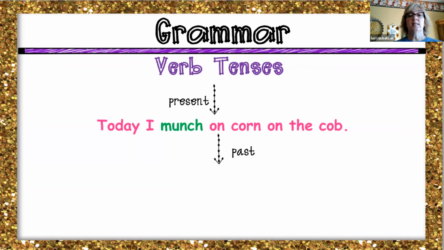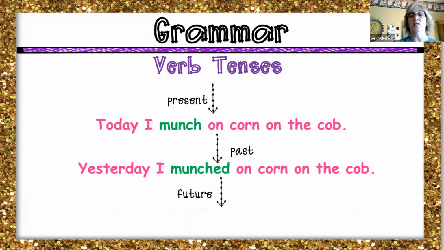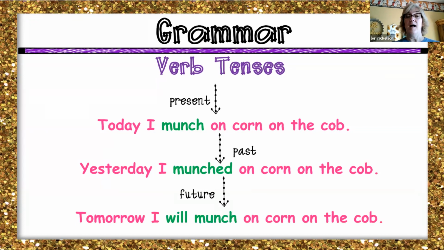So present tense: today I munch on corn on the cob. Past tense: yesterday I munched on corn on the cob. Notice munch, I added that ED onto it to make it past tense. Future: tomorrow I will munch on corn on the cob. Notice I added that special word will, because it's future tense, to my verb: will munch.